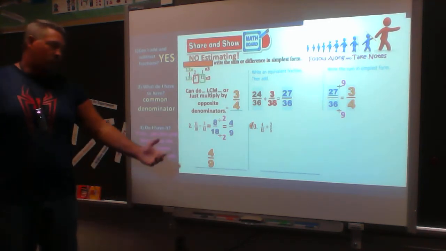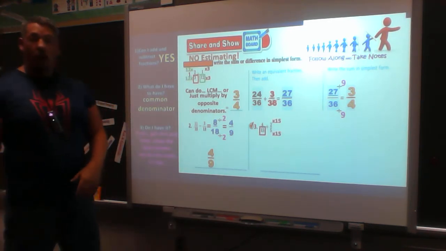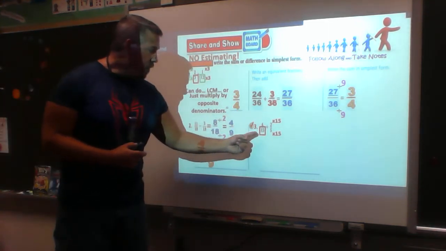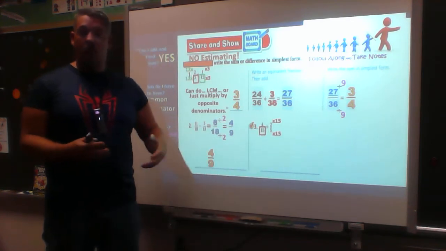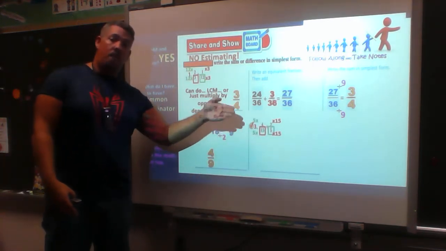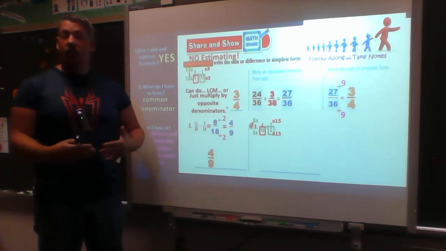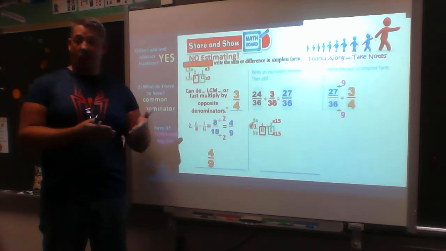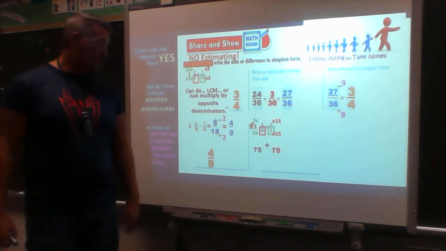Once again, nope, I don't have the same denominator. So I'm just going to multiply by my opposite denominators. Over here I have a 15, so I'm going to multiply top and bottom by 15. And then over here I have a 5, I'm going to multiply top and bottom by 5. Then I rename my fractions. Once again, doesn't change their value. It just changes the digits that make up the numerator and denominator.